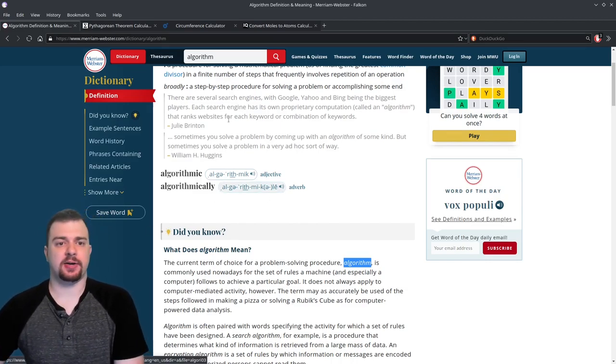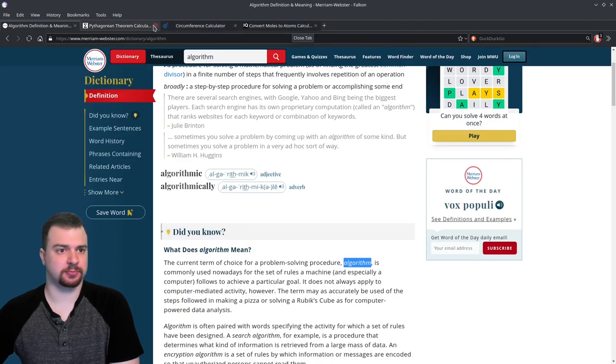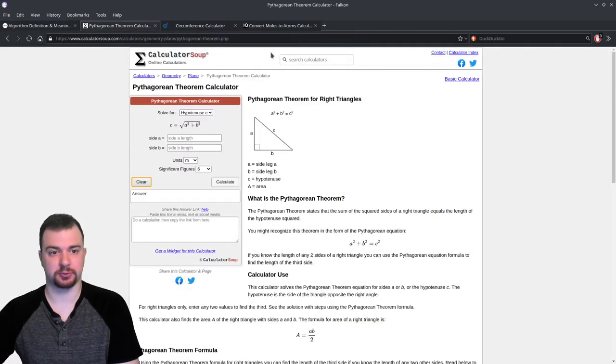So, I have three more tabs up here that are geared towards different algorithms. The first one to look at is the good old Pythagorean theorem, because I know this is something that's taught very, very early on, so most people should have some experience with it. It's just finding the length of the hypotenuse of a right triangle.